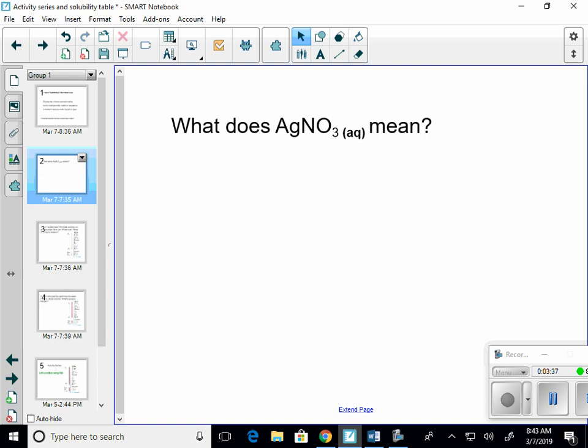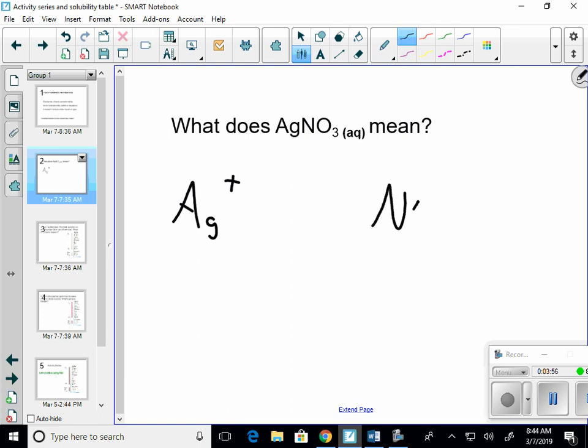How do we make a solution? We take a solid. Here's a bottle of silver nitrate solid. We add water. That's it. Remember, what does aqueous mean? When it's an ionic compound, that means I'm going to have silver ions surrounded by water and nitrate ions surrounded by water.